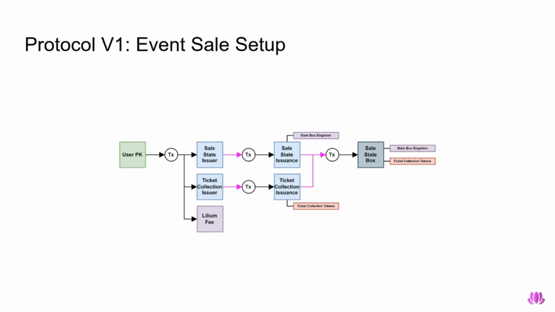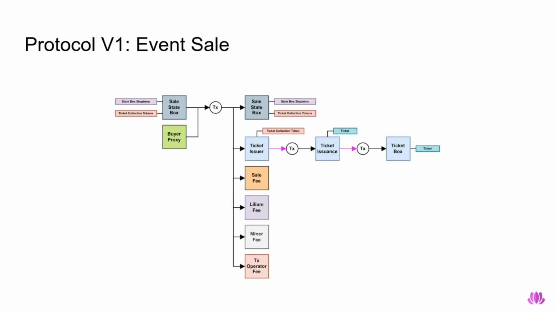So this diagram is almost exactly identical to the one for NFT collections, wherein for the sale setup, we create the ticket collection tokens, or you can think of them as the collection token of the event, and then the state box singleton, so that uniquely identifies the sale box for the ticket sale. And then the event sale is again pretty much exactly the same as the NFT collection sale transaction.